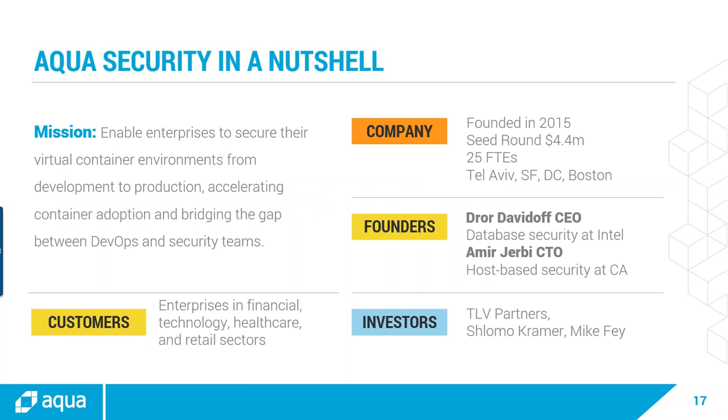So we're a young startup, like most startups in this space. Everything is new. Currently 25 employees based in Israel and the US. And we are already selling to enterprise customers in the financial technology, healthcare, and retail sectors. And our aim is really to secure the entire virtual container environment from development to production. And hopefully by the time I finish this presentation, you'll understand how we do this.